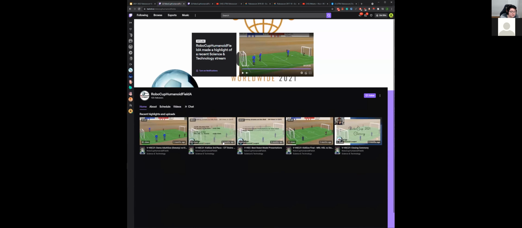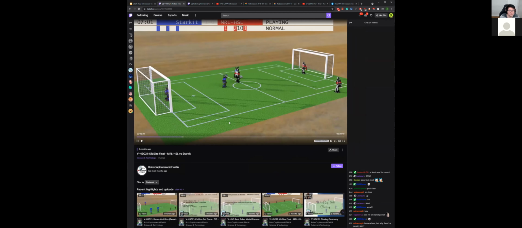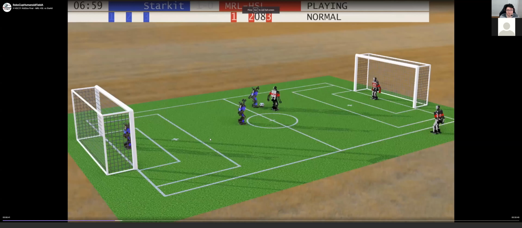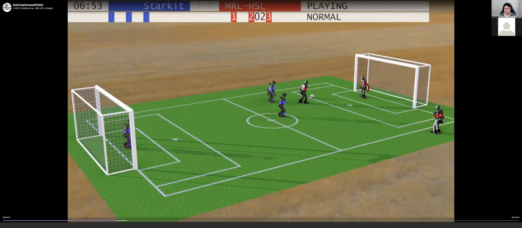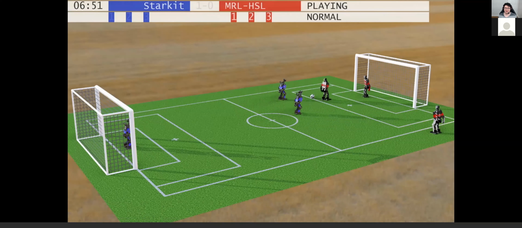I kind of want to play the final match, because it's very interesting. Okay, can you see it? Yeah, I can see it. So the blue team is Starkey, which is a Russian team. Also, MRL is actually walking backwards. And MRL is Israel.